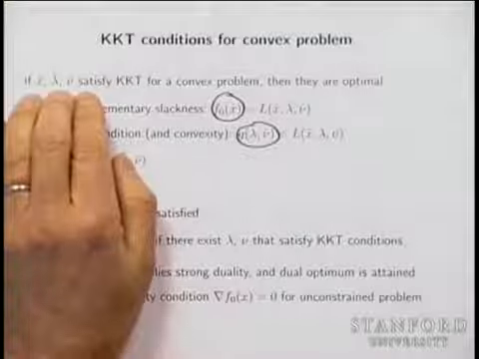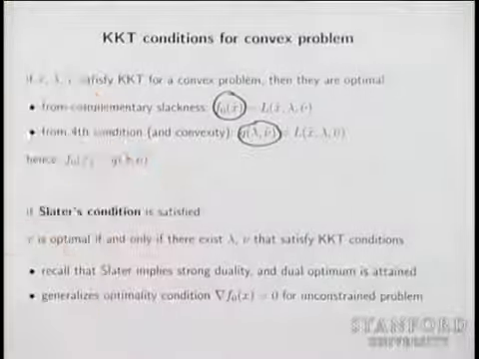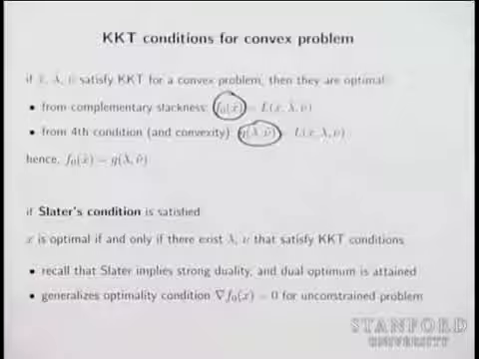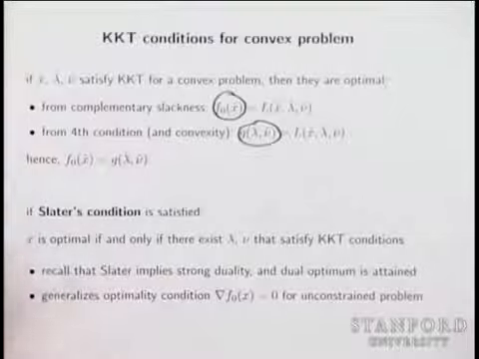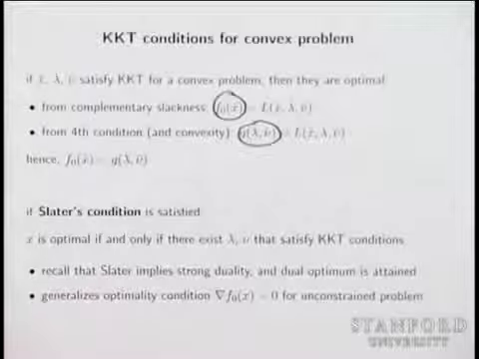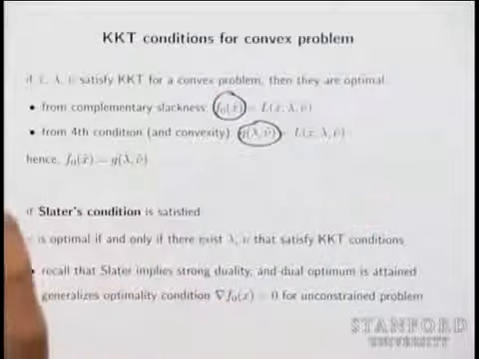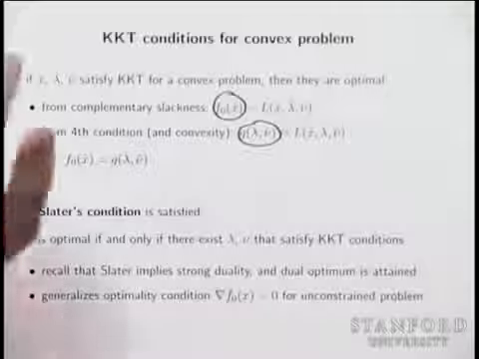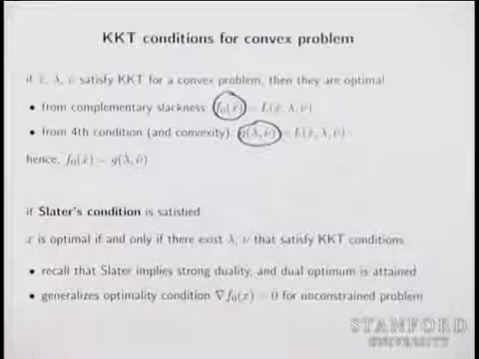Then the next one says this. If the problem is convex and a set of points satisfy the KKT conditions, then in fact they are primal and dual optimal. So at that point, if you wanted to, you could say something like this. For a convex problem, primal dual optimality is if and only if KKT holds.